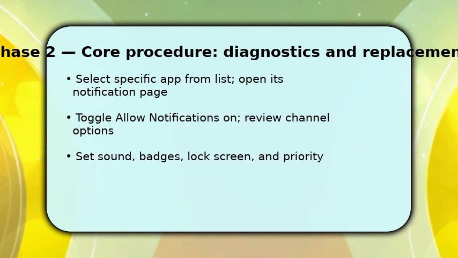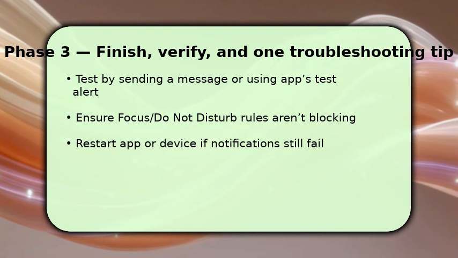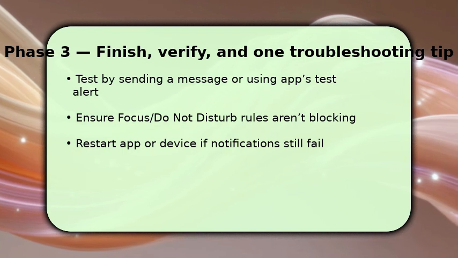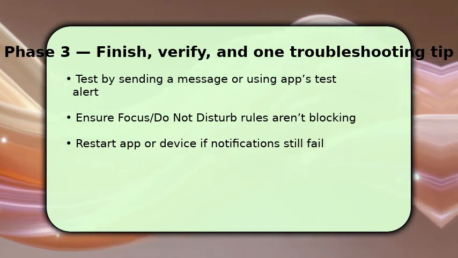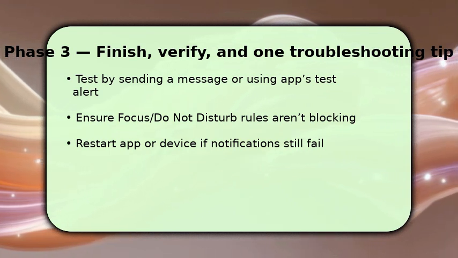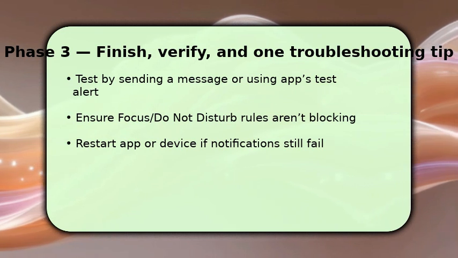Finally, verify that notifications actually arrive. Send a test message or use the app's built-in test alert. If nothing appears, make sure Focus or Do Not Disturb modes are off, and check any scheduled silences or automation rules. Also confirm battery optimization isn't restricting background activity for that app.